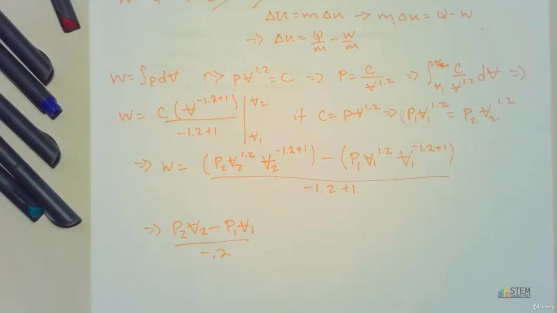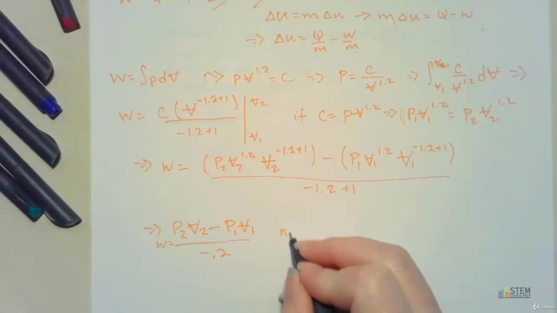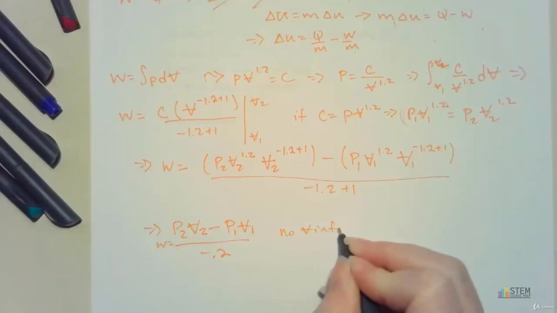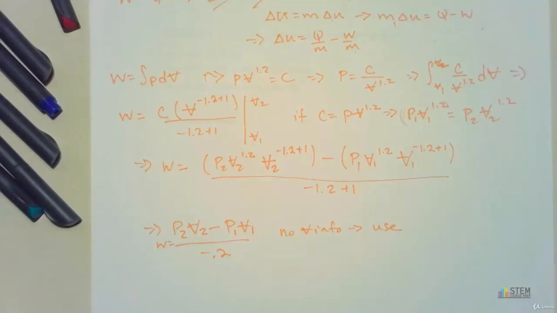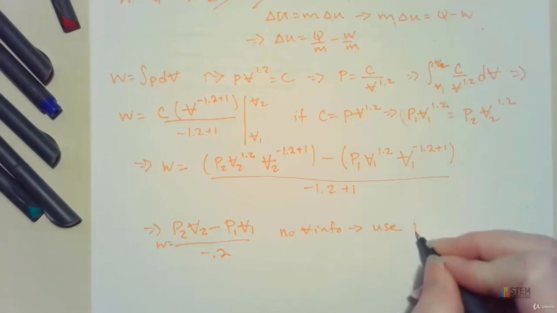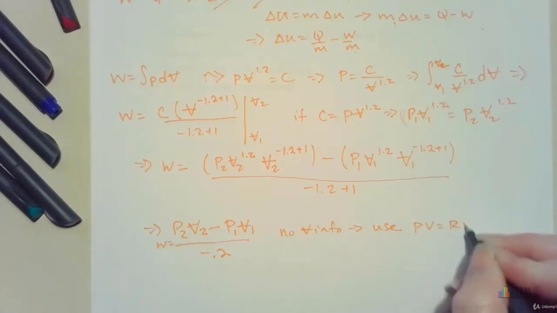Now we're stuck with this. So this is work, an equation for work. We don't have any volume information though. Nothing was given to us about volume. We have no idea anything about that. So no V info. That means we're going to have to use the ideal gas law. We were told to assume an ideal gas model, so let's make use of that.